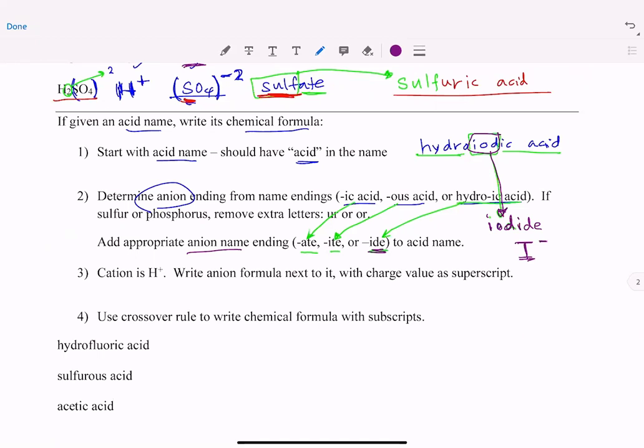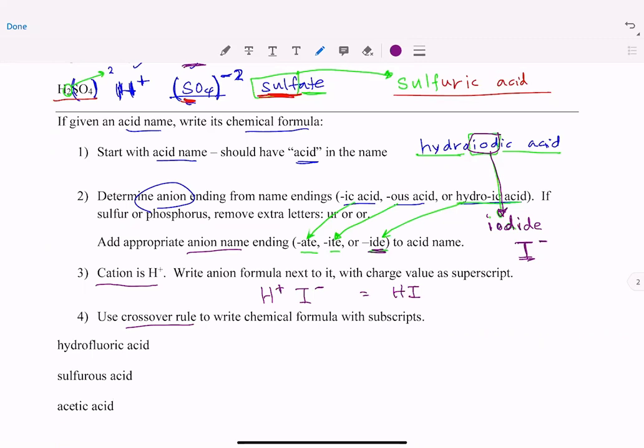Now for the negative anion, you need a partner. You need the cation, the positive charge. Well, for acids, the cation is always H plus. So you want to write these next to each other, but the hydrogen H plus is always going to be first. The positive charge is always first. So write H plus with the I minus next to it, and then use the crossover rule to write the chemical formula, which is HI. So you get rid of the plus and minus signs, and there's no numbers that cross over and down.